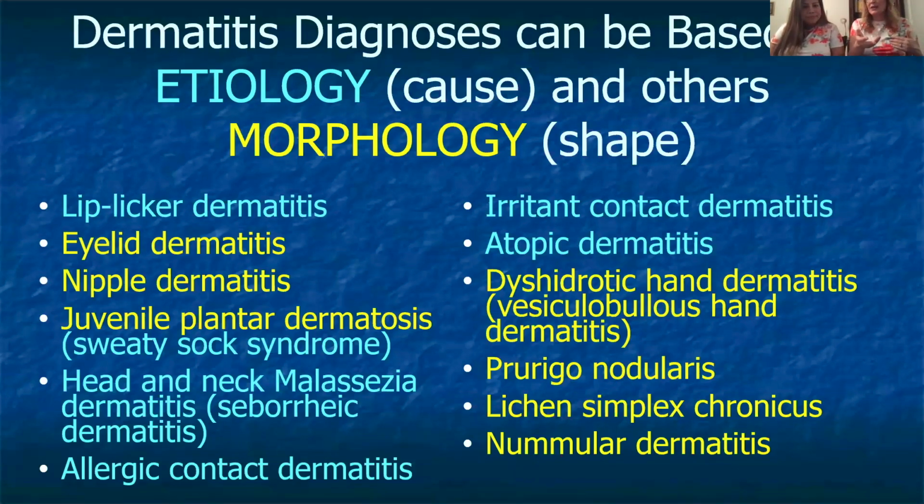Another person said prurigo nodularis. It's important when you're talking to the patient to clarify the terms so they understand why they could have been given more than one diagnosis and why that makes sense. So, for example, the shape on the skin, right? It could be based on location, like eyelid, nipple, hand, right?